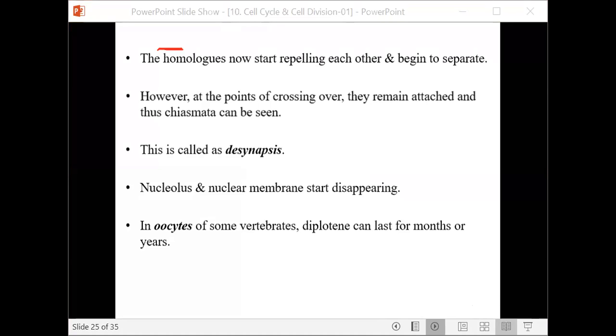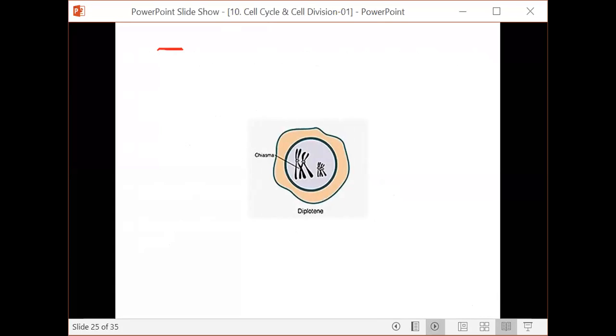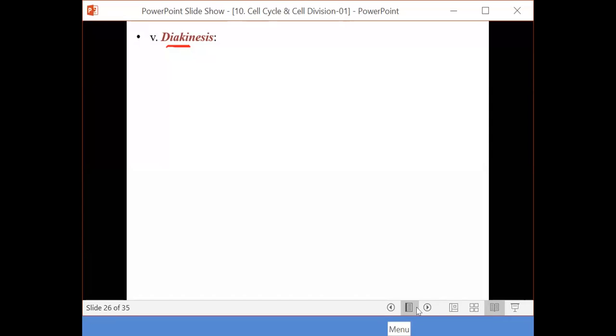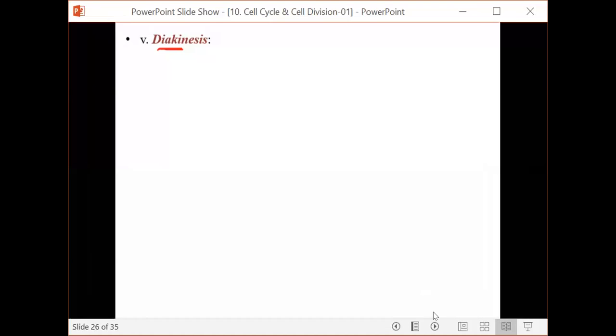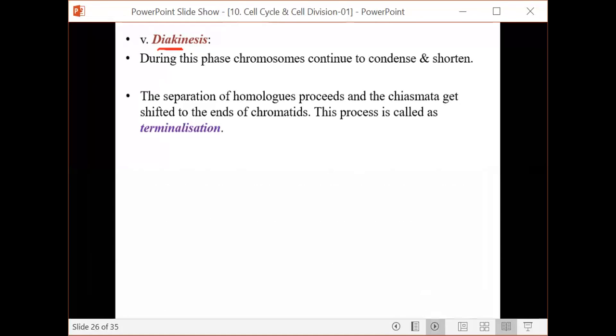Okay, next. Last, diakinesis. You read about kinesis, correct? So it separates. In this case, they condense and shorten, the nucleolus disappears further, the nuclear membrane disappears further, and the chiasma and everything just comes to the end and they slowly break off.